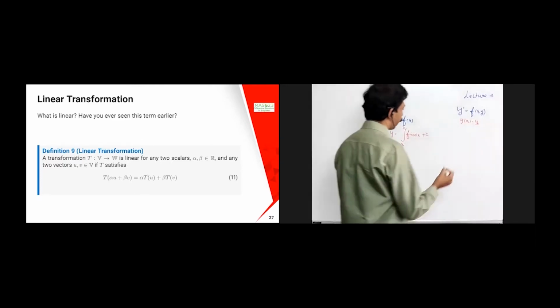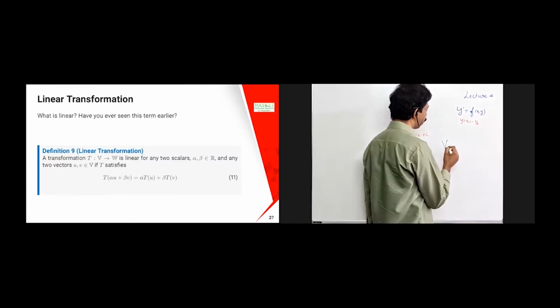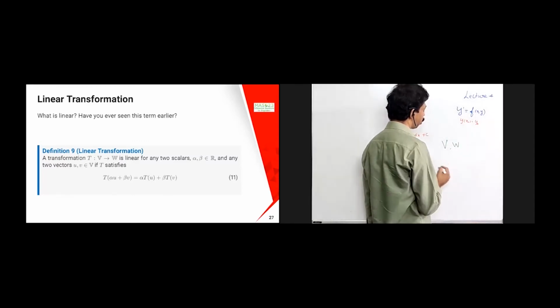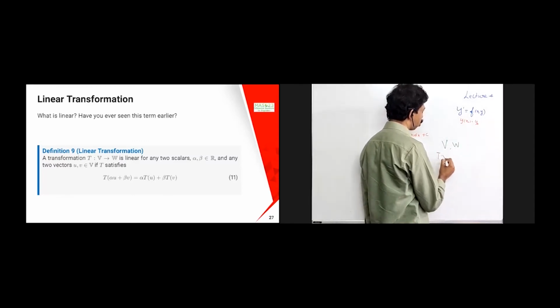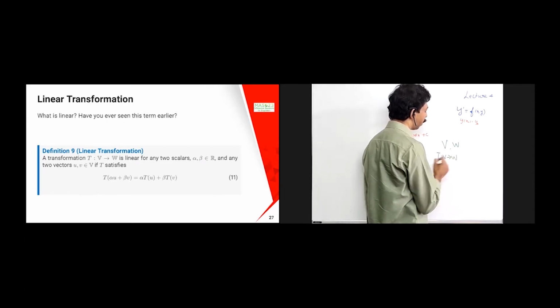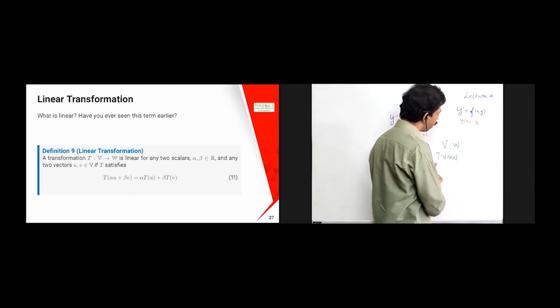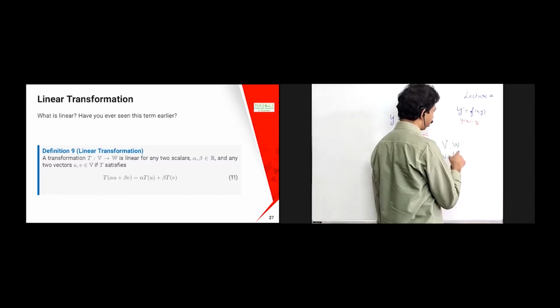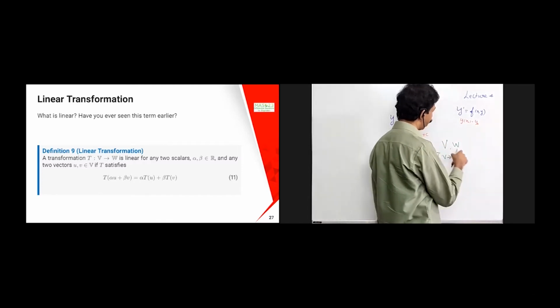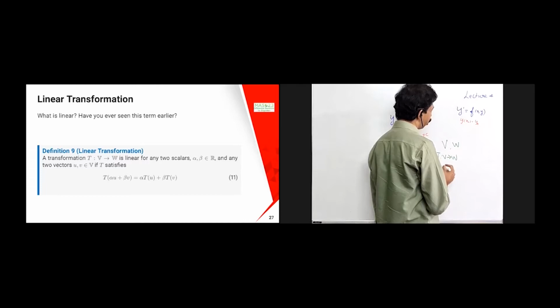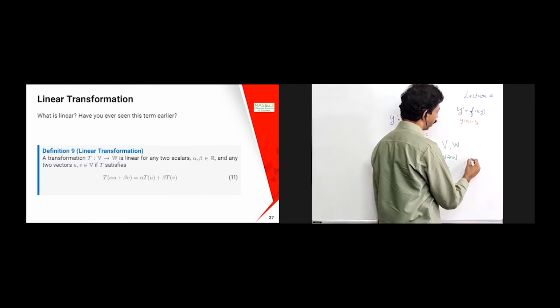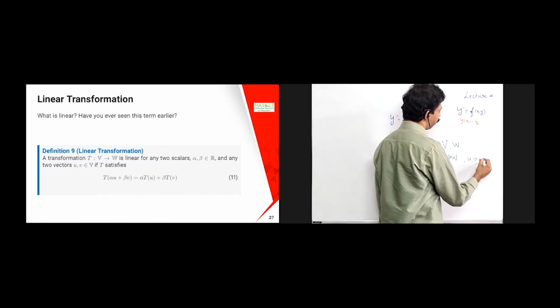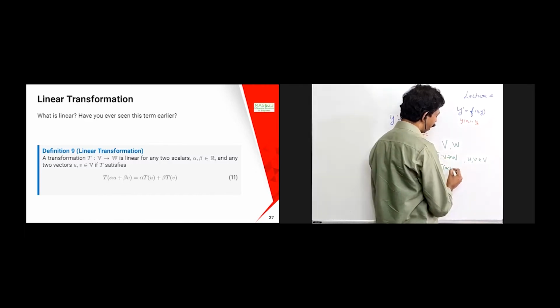Means you have a vector space V, and another vector space W is there. Suppose T is a mapping from V to W. I call T a linear transformation if, since V is a vector space, there will be a scalar for that. So in that case, what I'm going to define is T of alpha U plus beta V. Two vectors you take, any two vectors U and V in V.